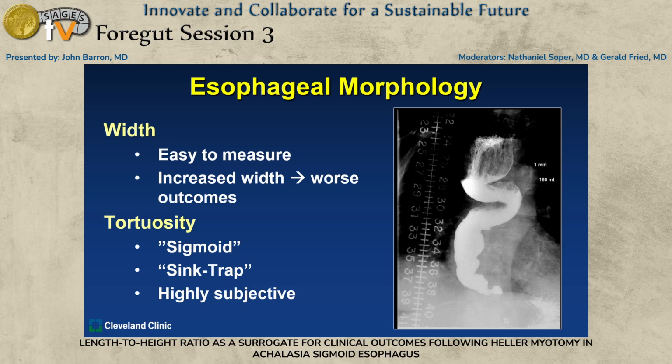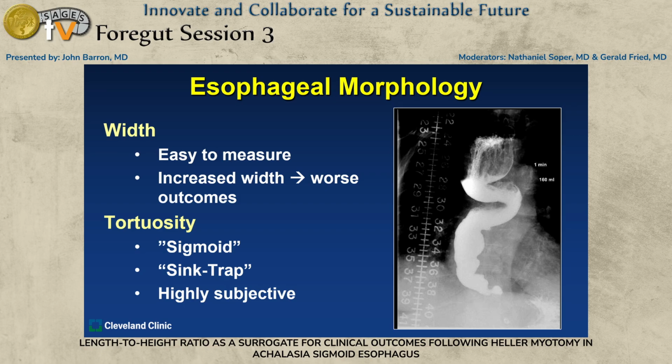Morphology refers to the shape of the esophagus. It includes both width and tortuosity. And what we see is that morphology tends to vary substantially between patients at presentation. While width is easily measured, tortuosity tends to be more complicated. There isn't a widespread definition of what's considered tortuous, although we do hear terms like sigmoid esophagus or sink trap esophagus. The problem is these are subjective terms that describe the most severe end of the spectrum.